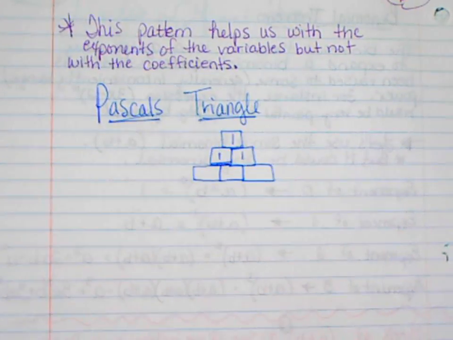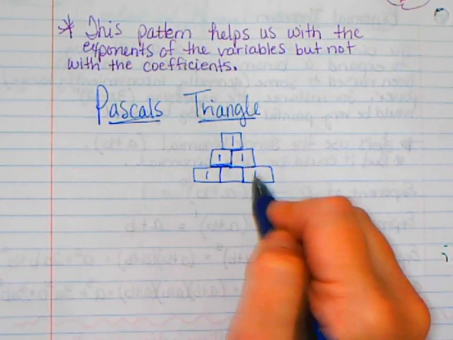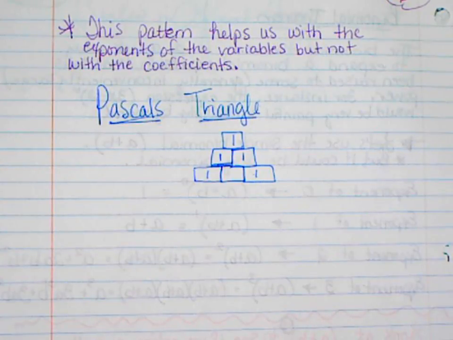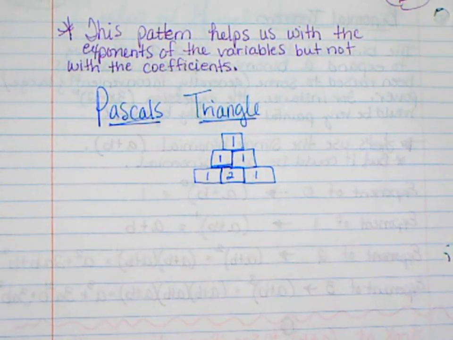So now you've got 3 boxes. Again, you always have a 1 on the outside. And in that middle box here, I'm going to put a 2. I'm not going to tell you where I got that from until the next row and see if y'all can figure it out.